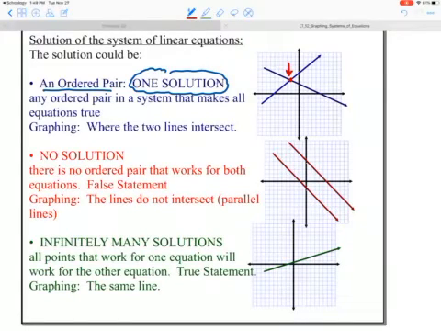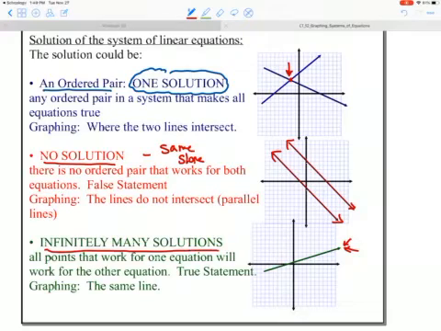You are looking for overlap between the 2 lines. You will have no solution if the lines never intersect. So you know that lines never intersect if they have the same slope, because the lines will be parallel. You will have infinitely many solutions if the other line is directly on top of the first line. So they share every single point on the line. Therefore, we call that infinitely many solutions.